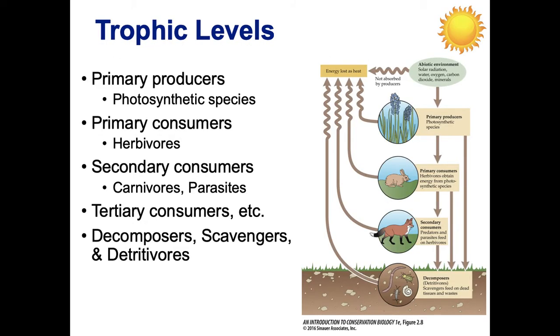So we can see primary producers, or autotrophs, are typically the basis of the food chain. Then we have primary consumers, which are the herbivores. Secondary consumers are the organisms that eat herbivores, like carnivores or parasites. And then we can get tertiary consumers. And then there's usually a separate trophic level that's used for breaking down of dead material, like decomposers, scavengers, and detritivores.